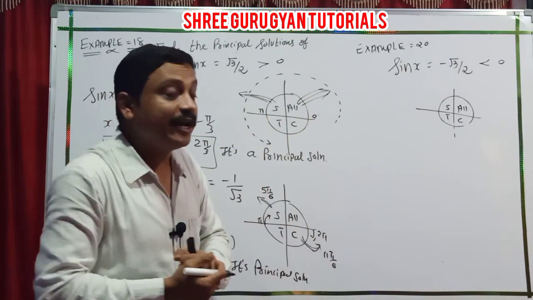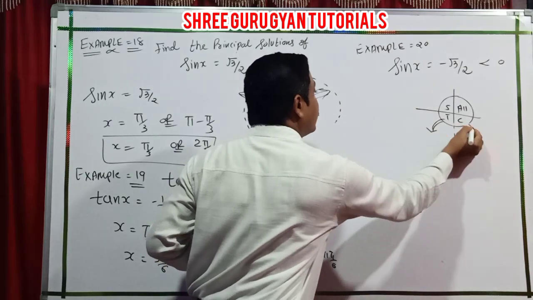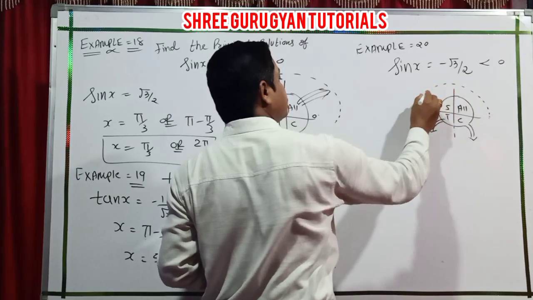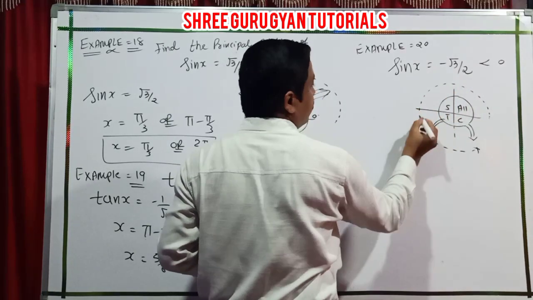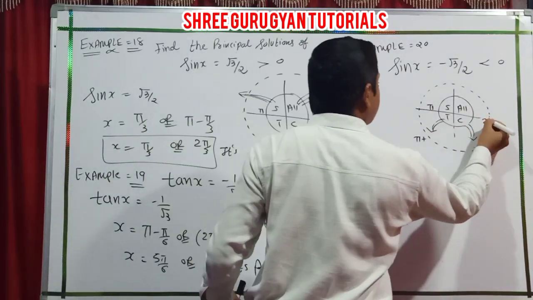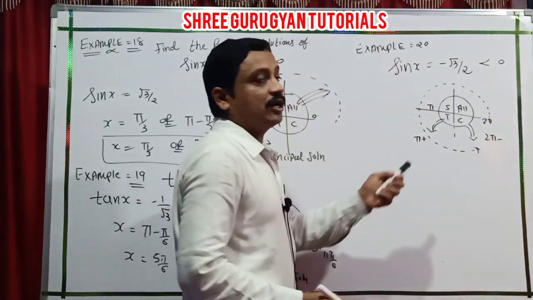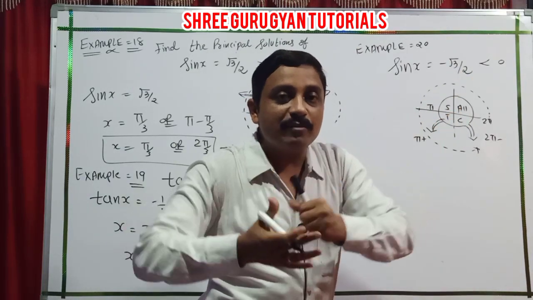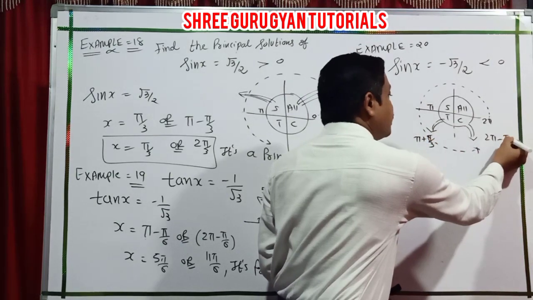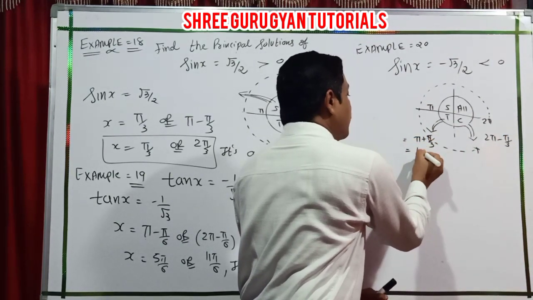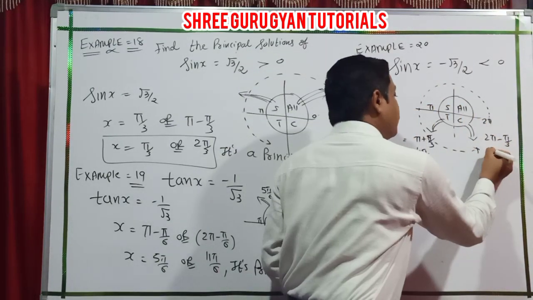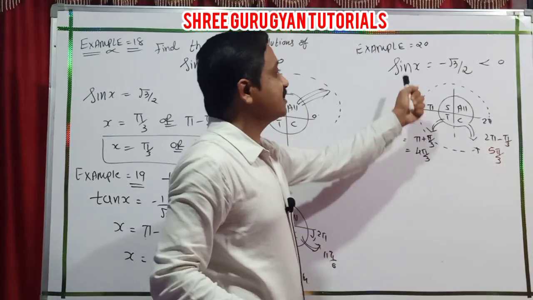When sine is negative, it lies in the second, third and fourth quadrants. In anti-clockwise rotation, here is pi, going to pi plus, and here also 2 pi minus. The value is root 3 by 2. When sine is root 3 by 2, it is 60 degrees, which means pi by 3. Here also pi by 3. So my answer is 4 pi by 3. Either here, 2 pi minus pi by 3. This angle I utilize in this solution.